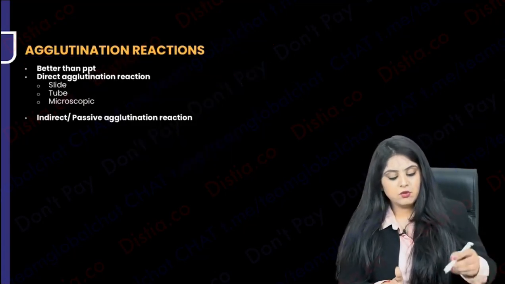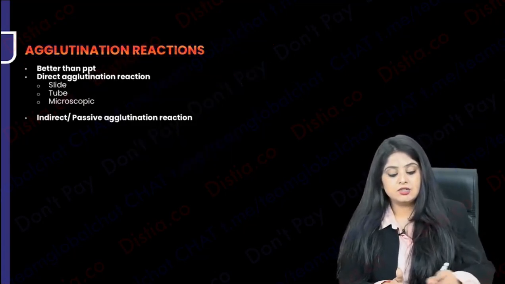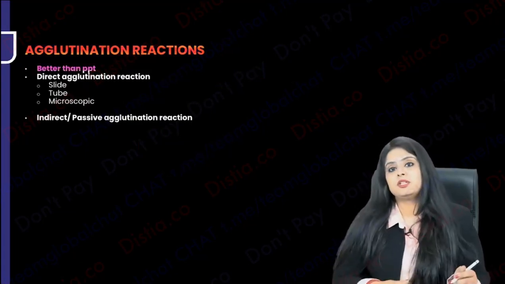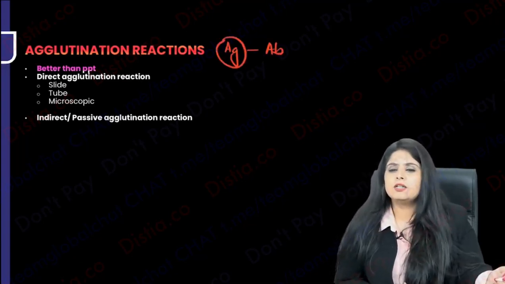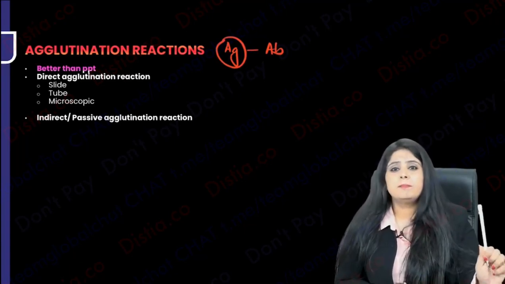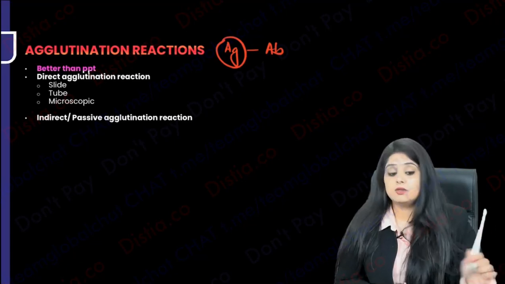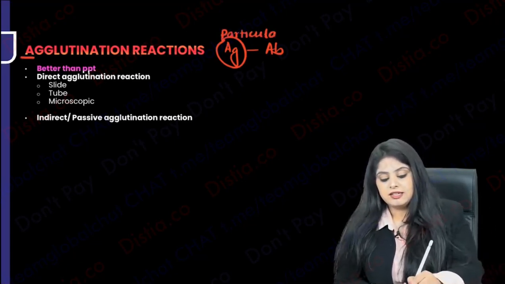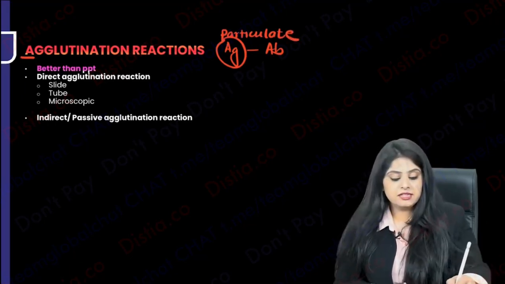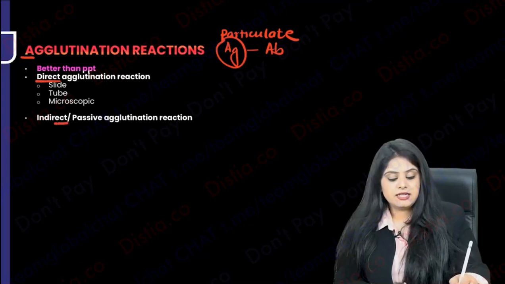Done with that, and we move on to the agglutination reactions, which are said to be better than precipitation reactions. Now first tell me, it's going to be a reaction of antigen and antibody, but which antigen? Soluble or particulate? Remember, P is not for P. In precipitation I did not have a particulate antigen, but here can I have a particulate antigen? Yes, I can. There are two tests, direct agglutination and indirect agglutination.